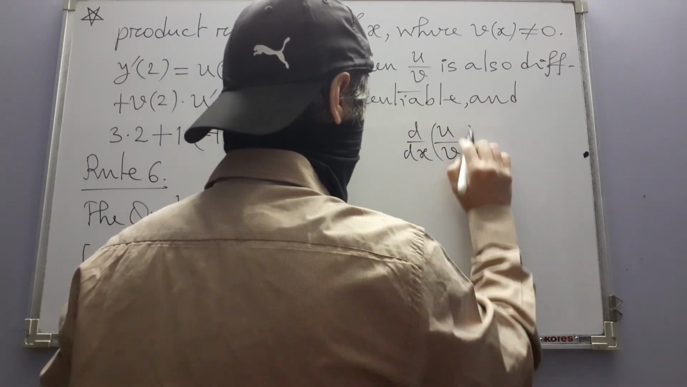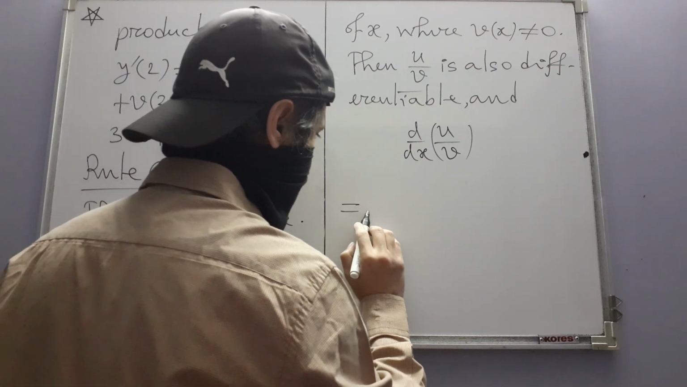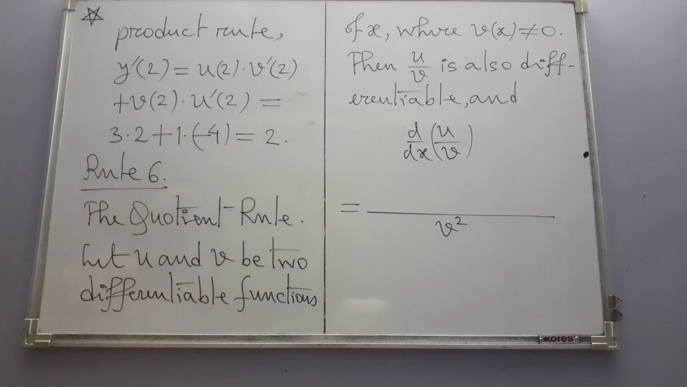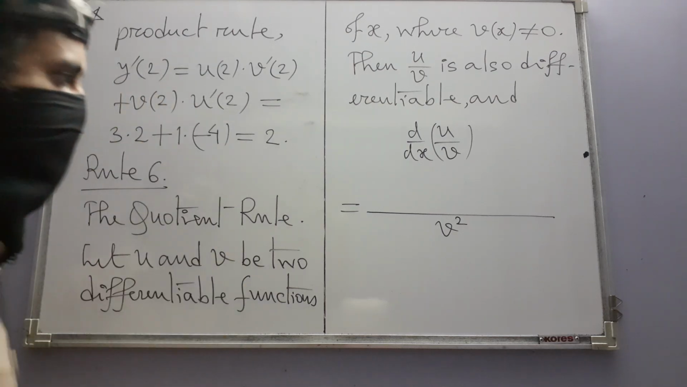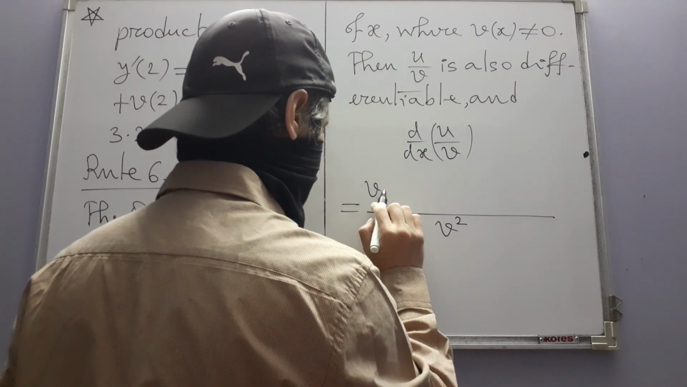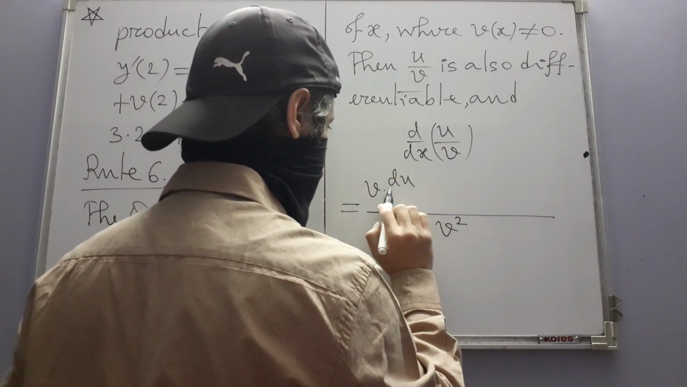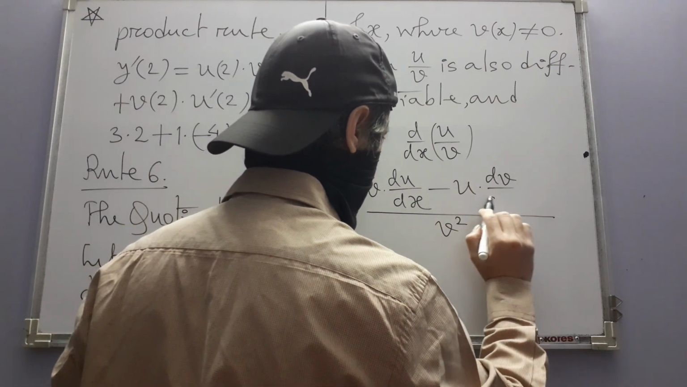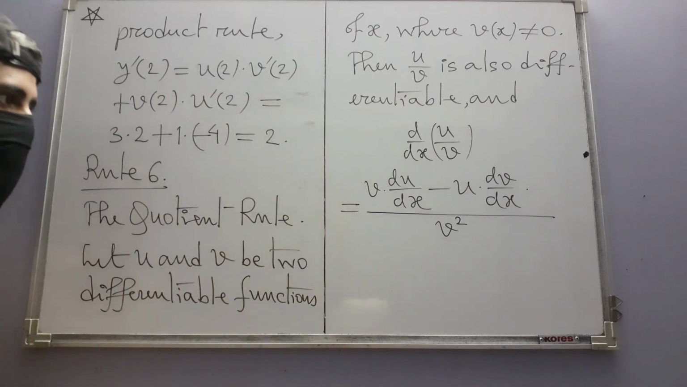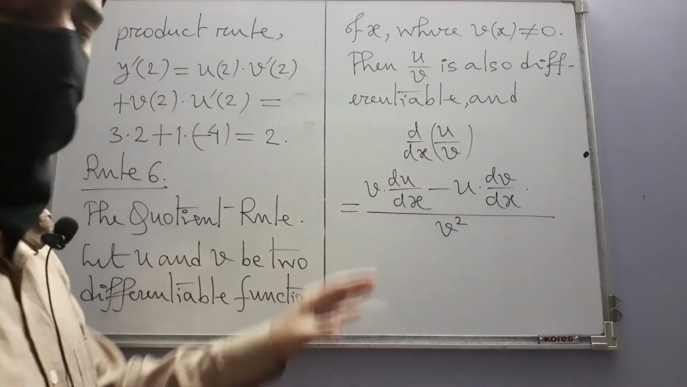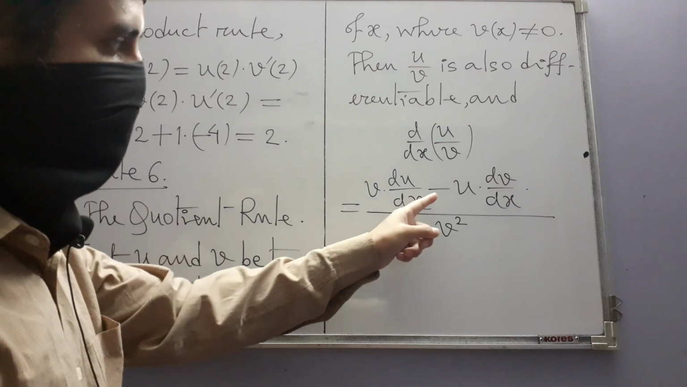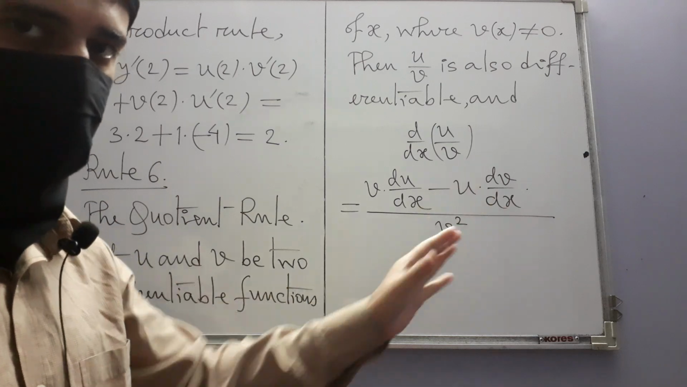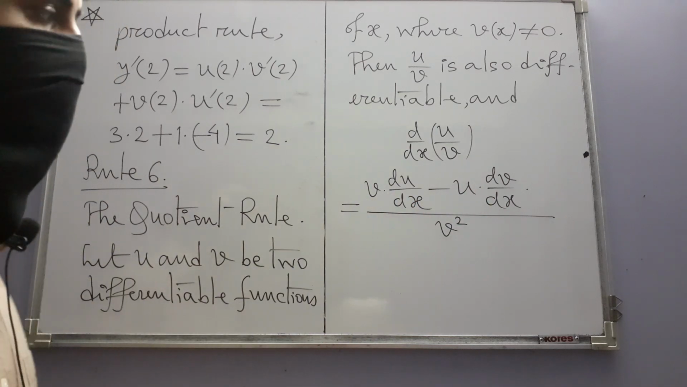u divided by v turns out to have v square in the denominator. It's also a quotient itself. And in the numerator, you have v times du dx minus u times dv dx. The numerator has a form that is somewhat like the product rule. However, there is a minus in between. It's a difference, not a sum. I mean, at least how it looks like. It's a difference and not a sum.